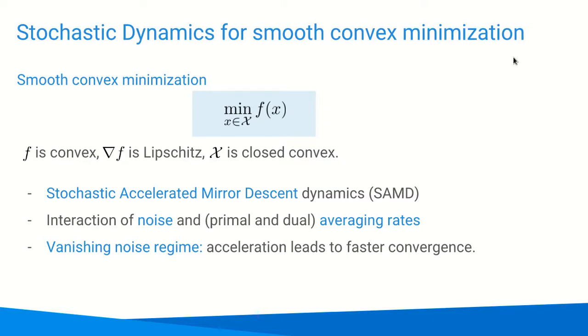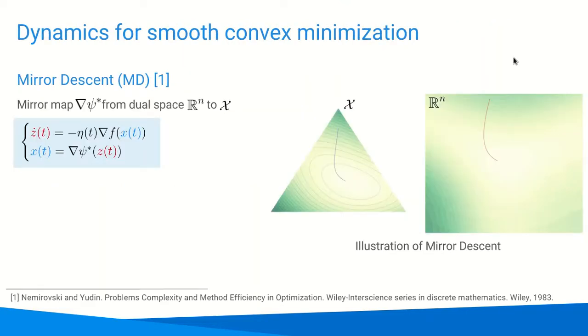In this paper, we study dynamics for smooth convex minimization. We propose the first continuous time model of stochastic accelerated optimization, and we study the interaction of the noise properties and the parameters of the dynamics and their effect on the convergence rates. This work builds on previous models of continuous time optimization. We briefly review these building blocks.